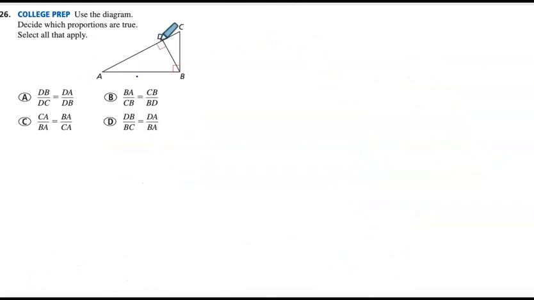Okay, so this is the next question here. It says, use the diagram to decide which proportions are true. Alright, so I'm going to break this up. I've got this big triangle here. Alright, there's my big triangle. And I'm just going to line these up so there's my right angle. Obviously, it's not perfect, but here's ABC.